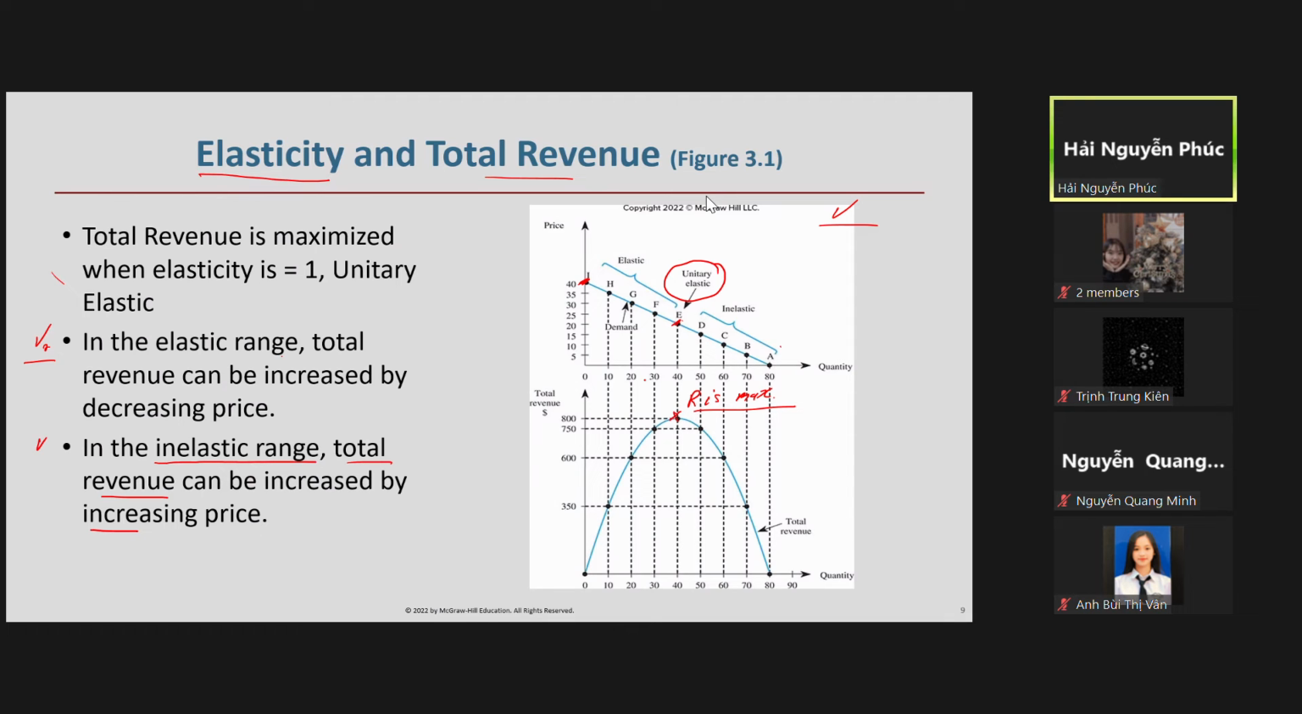Yeah, the lesson is pretty simple, but very, very useful, right? So once again, if you are a manager of a firm, you should pay attention to the elasticity of demand of your good, right?